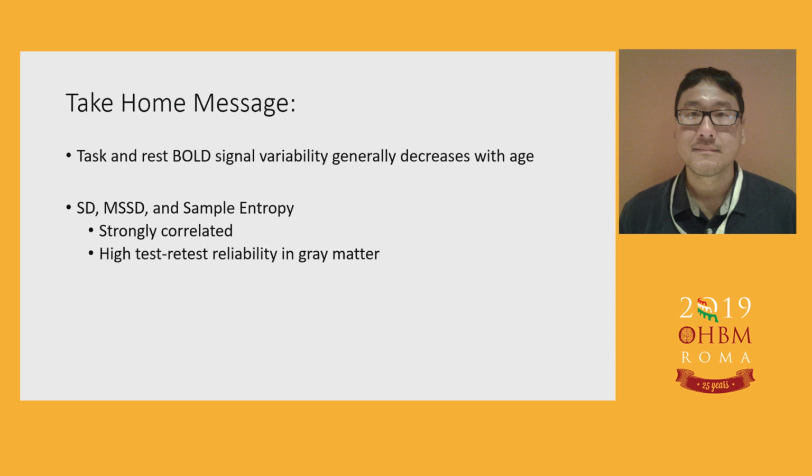So essentially, what we see across task and rest is that bold signal variability generally decreases with age. And then also all 3 measures, whether they're time variant or time invariant, are strongly related, correlated around 0.9 and higher. And all 3 have high test-retest reliability in gray matter.